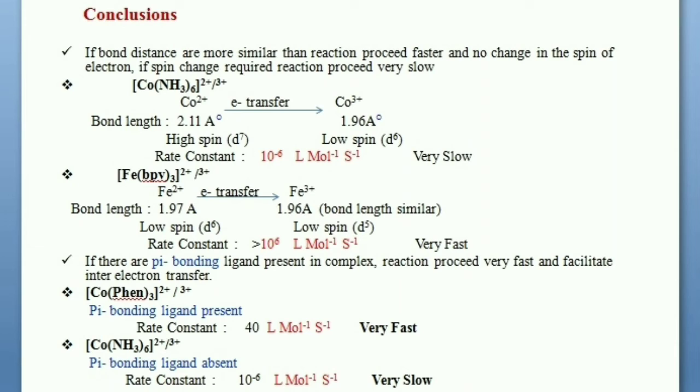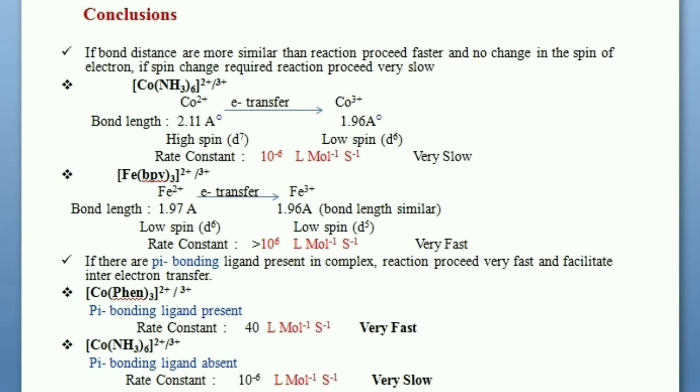Here also the cobalt 2 plus is high spin with d7 configuration and cobalt 3 plus is low spin with d6 configuration. Thus spin change is also required. Thus the rate constant is very low, equal to 10 to the power minus 6 liter per mole per second. Thus the reaction proceeds very slowly.